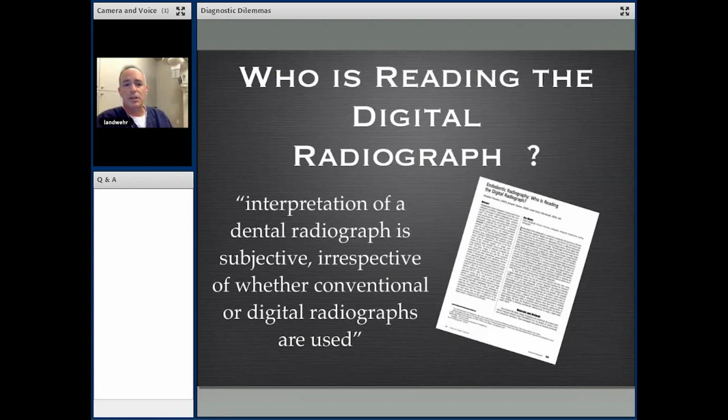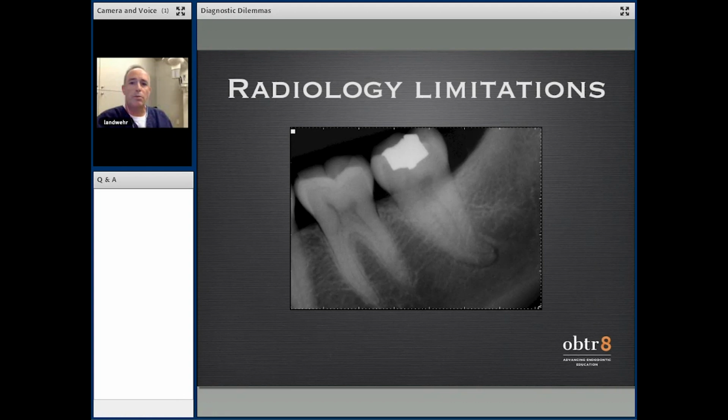And that's true of digital imaging as well. This is Tyndall et al., Journal of Endodontics 2011. It doesn't matter if it's old school film or a digital image. The bottom line is this is a subjective piece of information. How I look at a radiograph and what I see may differ vastly from what other clinicians might see or interpret as being normal or abnormal.